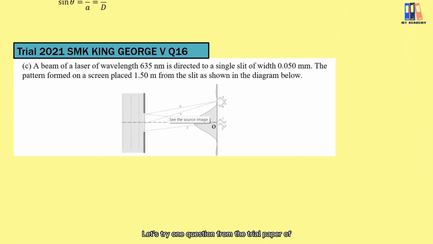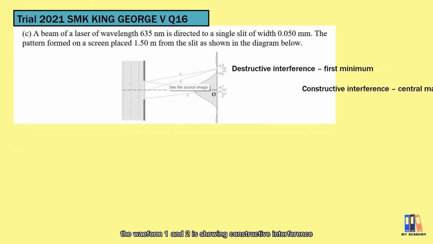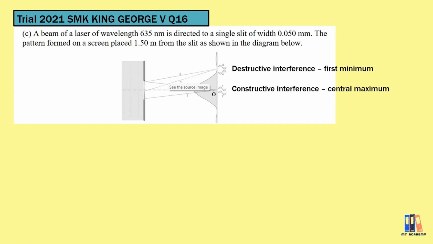Let's try one question from the trial paper of SMK King George in 2021. A beam of laser of wavelength 635 nanometers is directed to a single slit of width 0.05 mm. The pattern is formed on the screen placed 1.5 meters from the slit as shown in the diagram. The diagram is quite interesting, as it shows you the waveforms of paths 1, 2, 3, and 4. In short, waveforms 1 and 2 show constructive interference which produces the central maximum, while waveforms 3 and 4 have destructive interference, and this is where the first dark fringe is obtained.